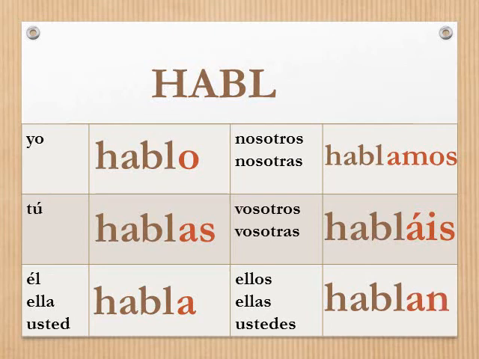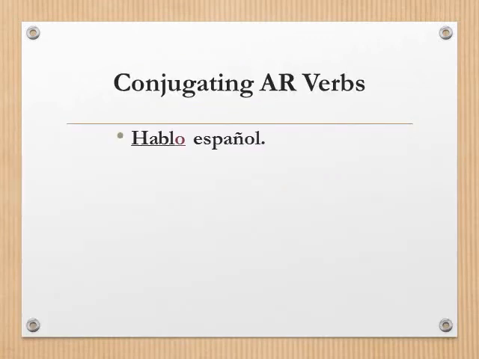All right? So the endings will be the same for any AR verb, but the beginning will be different. Okay? Now, let's look at what these all mean. So, if I said hablo español, the O automatically tells me that I'm speaking in the yo form. Okay, so I'm speaking about myself. So I speak Spanish is what that sentence means.